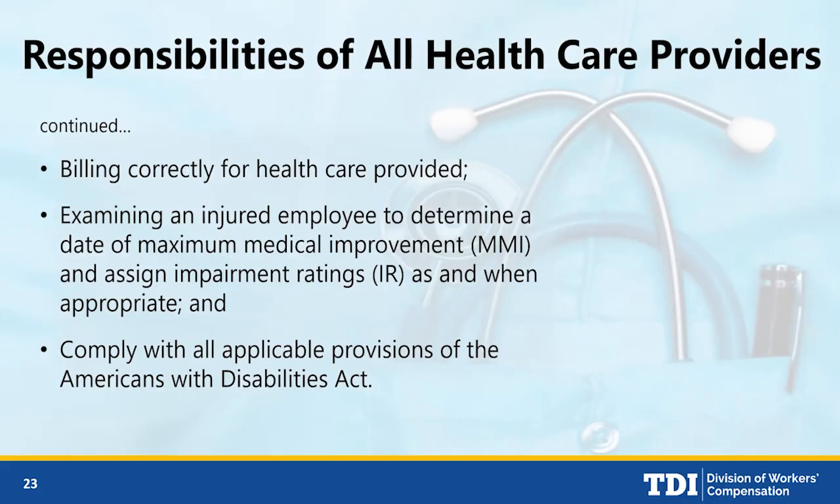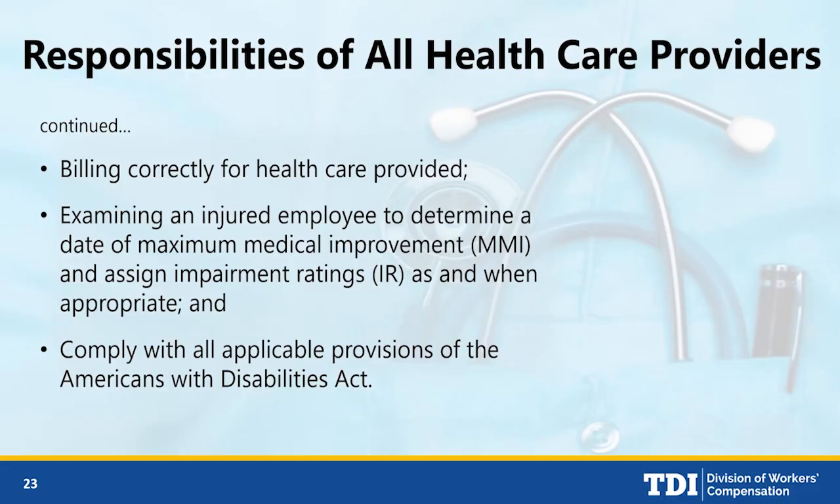And one key task for healthcare providers is to examine injured employees to determine when they've reached maximum medical improvement. The maximum medical improvement means that the injured employee is as good as they're going to get from the injury. That means they've reached maximum recovery from their injury. For some employees, this means a full recovery, right? They're back to 100%, but others may not get back to 100% of their pre-injury status.